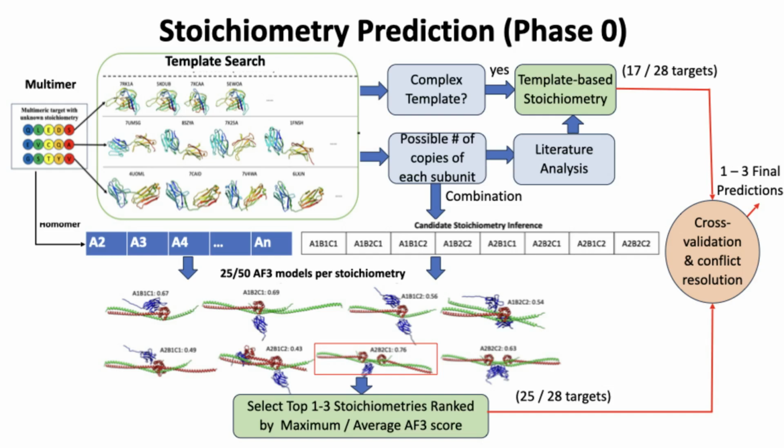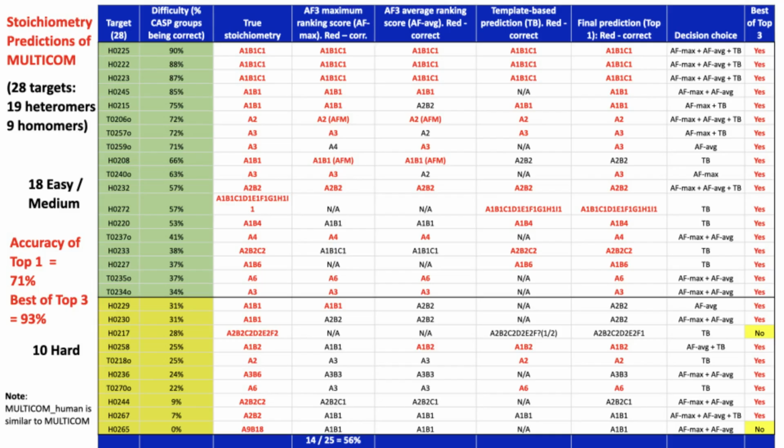So here are the results. Basically, on 28 phase 0 targets, we group them into 2 groups, easy and hard. Difficulty is measured by the percentage of groups that can make a correct stoichiometry prediction. If more than 34% of groups can make a good prediction, it's easy. Otherwise, it's hard. Those are true stoichiometries.